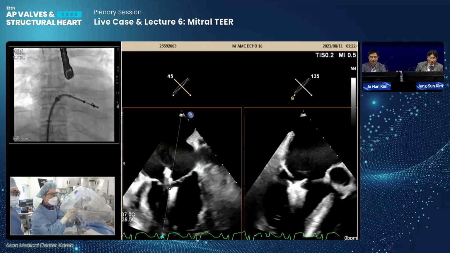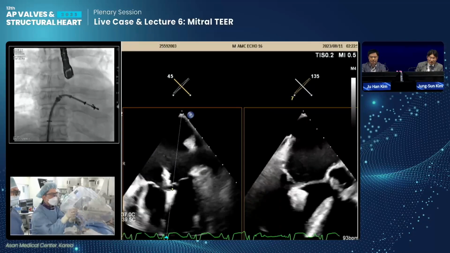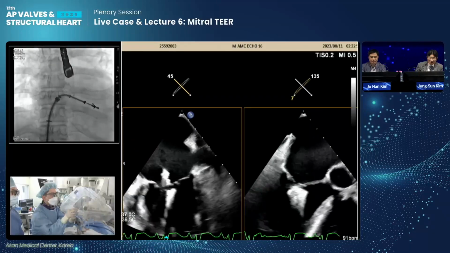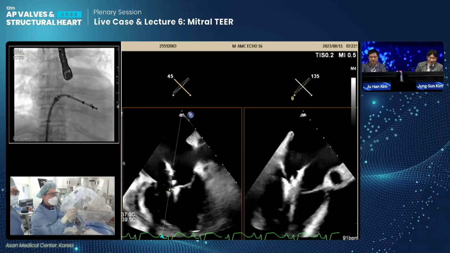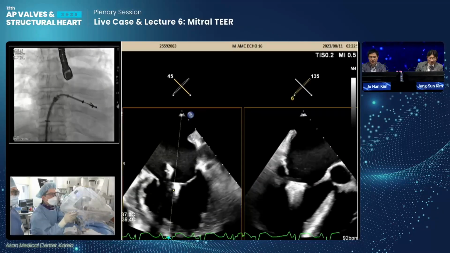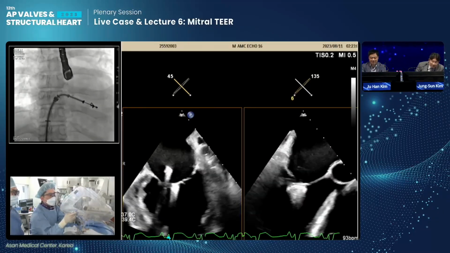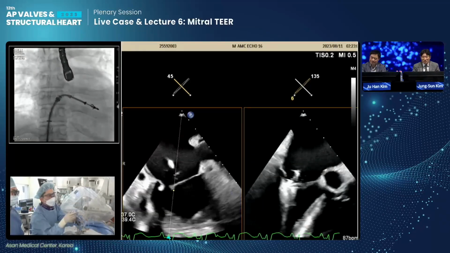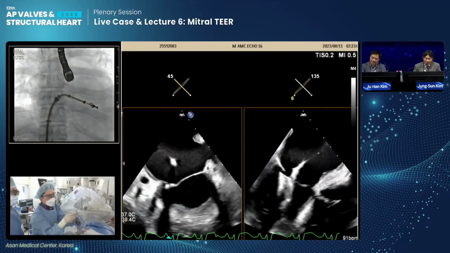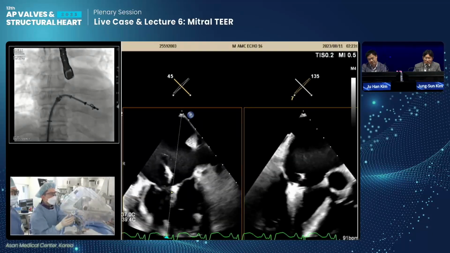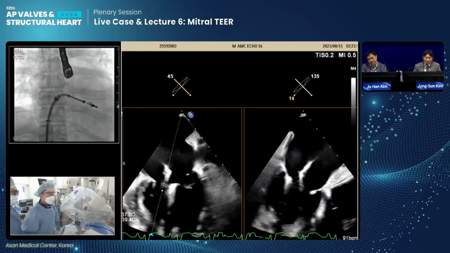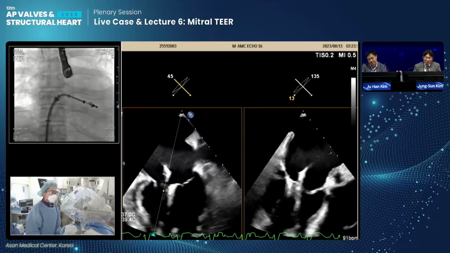Can you please show me the echo? Yeah, we can clearly see the echo. Okay, I will put down the gripper. But the posterior leaflet is not well seen. Okay. How about posterior? Okay, good. Looks good. Now it's 60 degree.